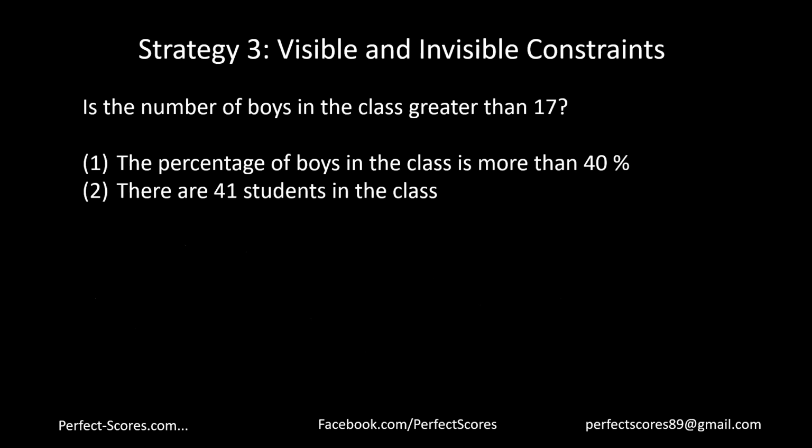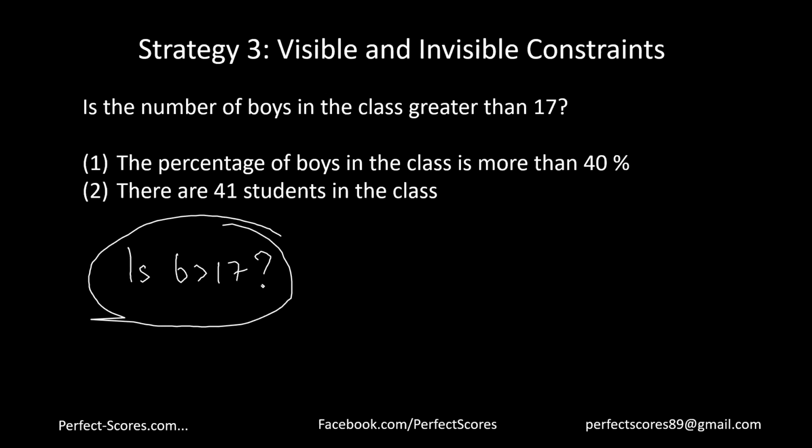Strategy number three is that usually GMAT will not ask you common sense questions, something that you're supposed to infer yourself. But one thing it will give you is some invisible constraints in the question. Like this question, is the number of boys greater than 17? What other constraint do you have in this? If I say, is B greater than 17, is there any other constraint in here?